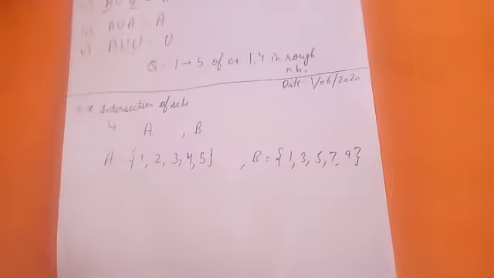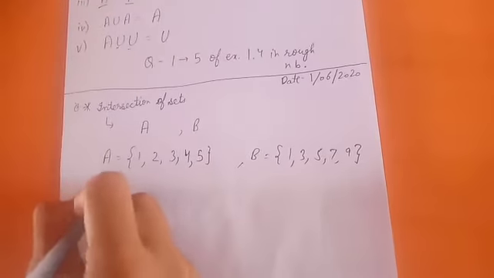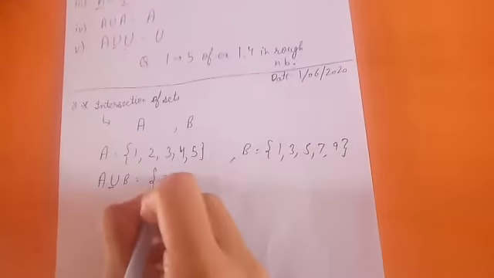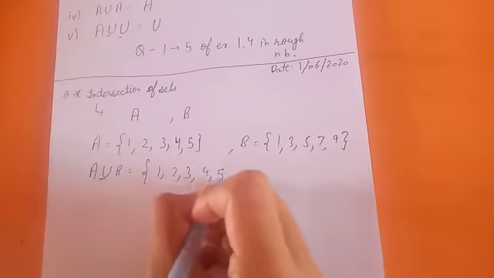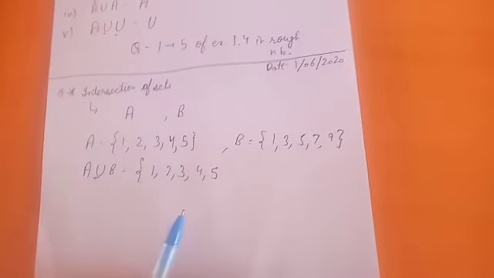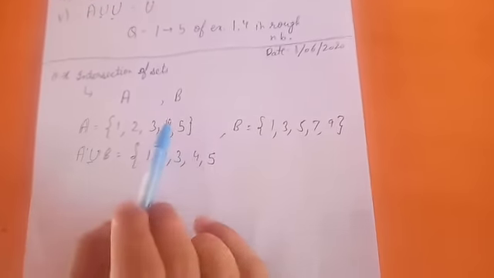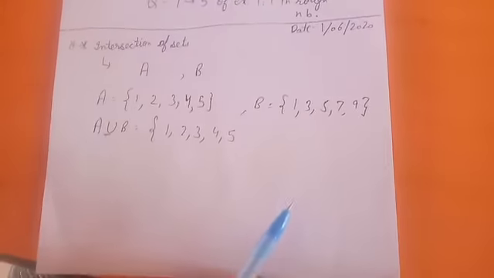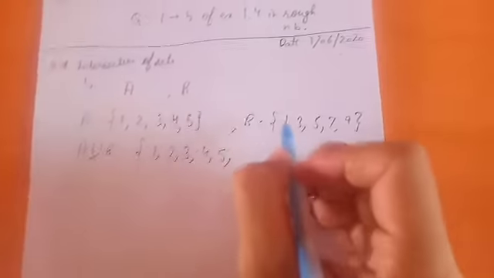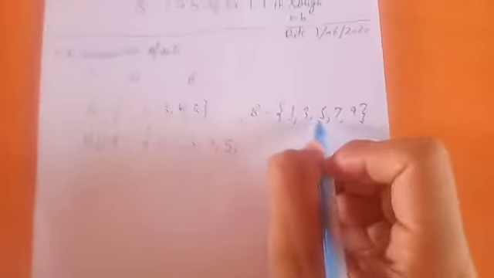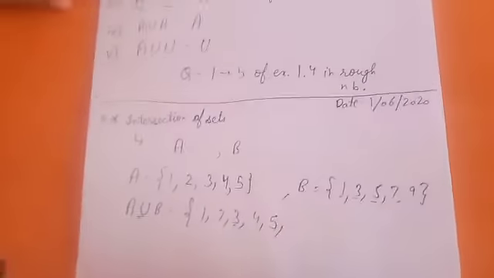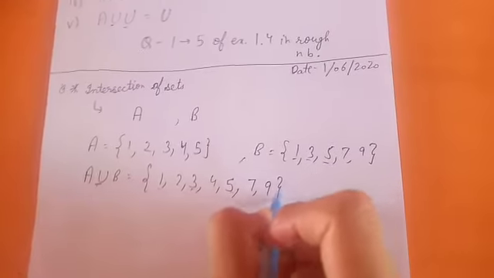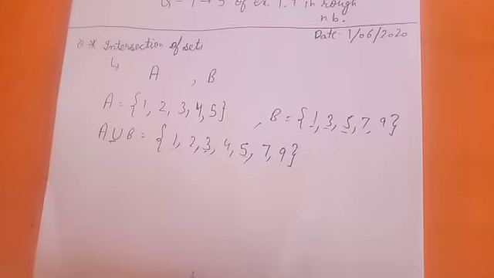First of all, we talk about union. This is the sign of union. A union B is what? First we write 1, 2, 3, 4, 5. It is the way of writing: first we write any one of our sets, then we check which elements are common in both sets, and then we write the remaining. 1, 3, 5 we have already written, as they were included in set A, and the remaining are 7 and 9. It is our union of A and B.